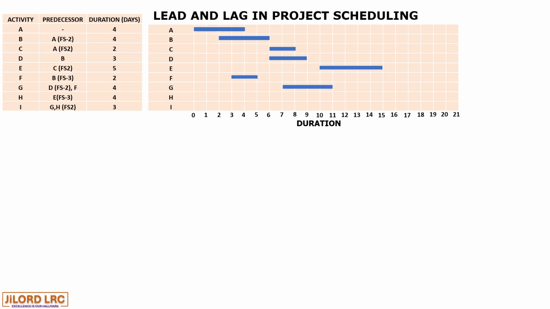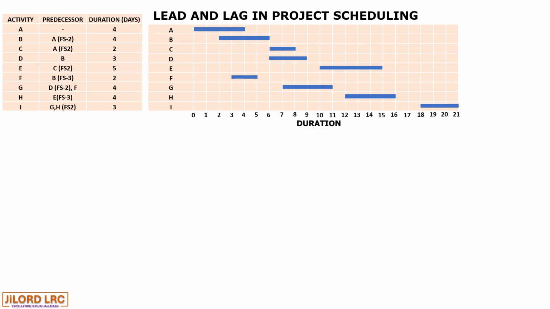Then activity H has a predecessor E with a lead of 3 days, which means activity H will start on day 12. And activity I, with preceding activities G and H, would start after a lag of 2 days from activity H. So we have that, and this gives us a completion of 21 days.